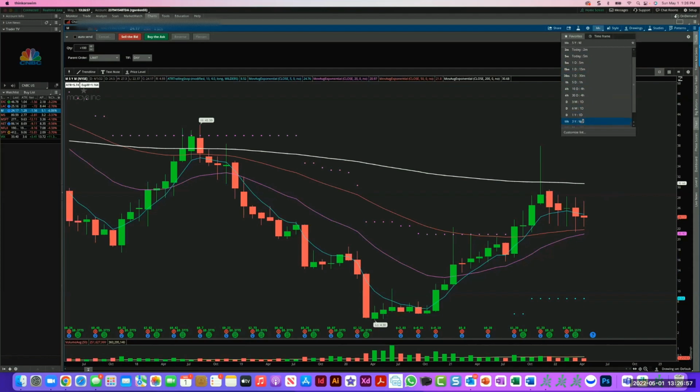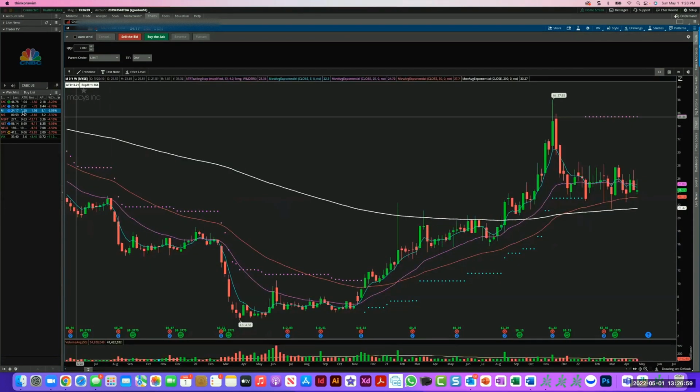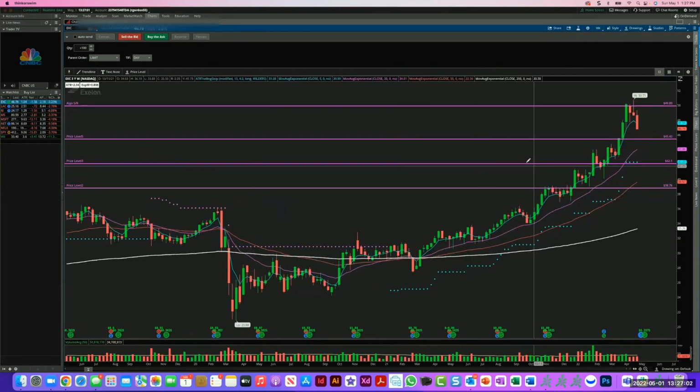But again, just go back to the weekly. I really do like Exelon. And it may very well be that this is only good for a week or only good for a day, or it could actually be the nice beginning of a long downtrend. So if I was a swing trader, this is one that I would look to trade to the downside.